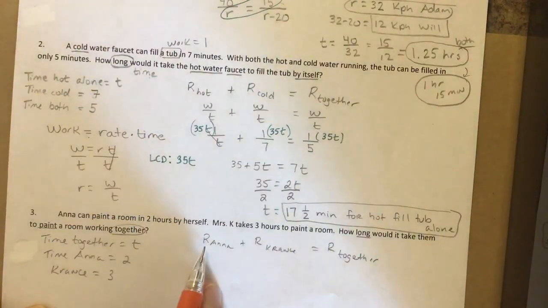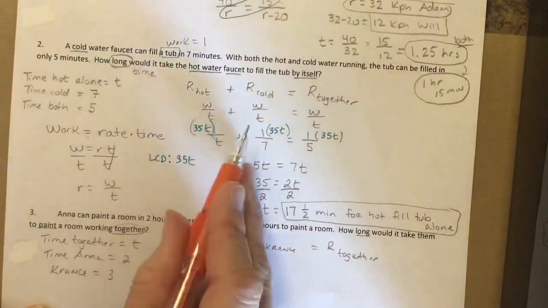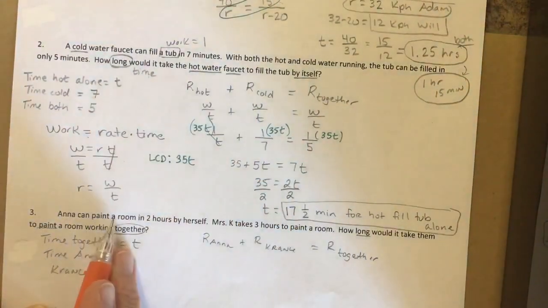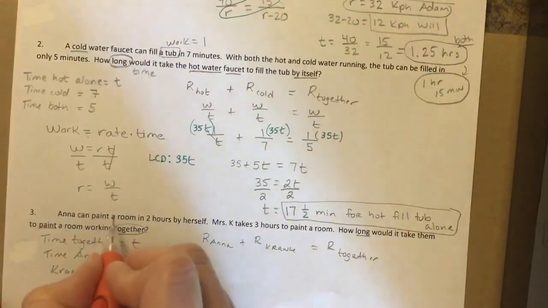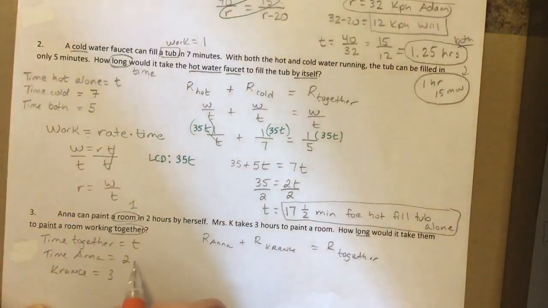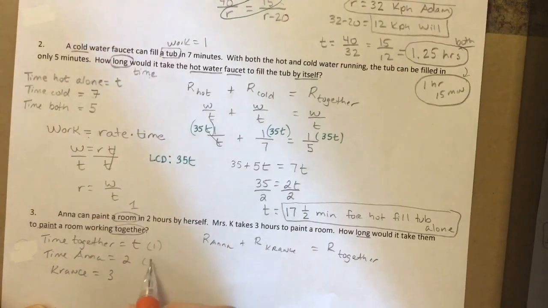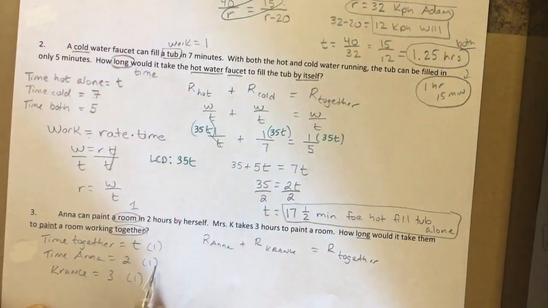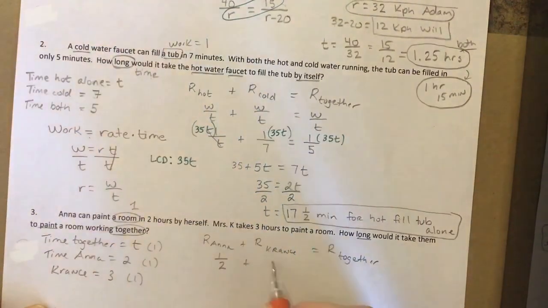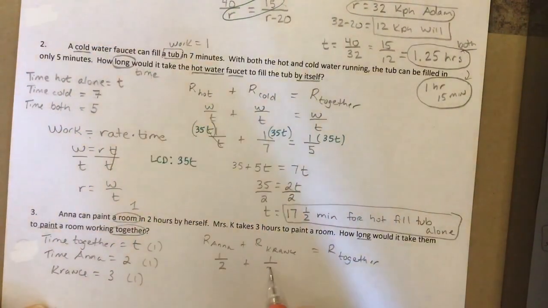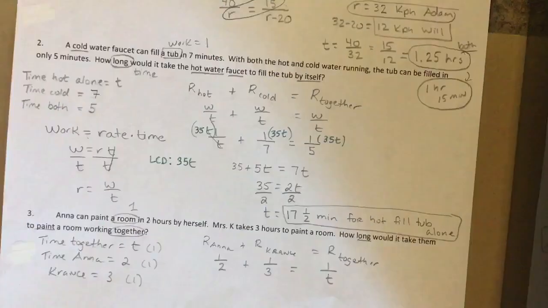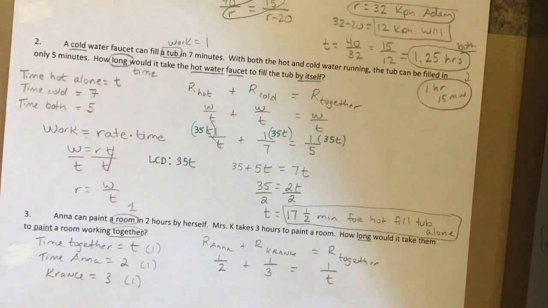But I don't know the rate, so we're going to work over time again: work over time plus work over time equals work over time. In this case, if there's no numbers, just like on the last one, a room is one room. So these are all just one room. Anna's one room over 2 hours plus I in one room over 3 hours equals one room over T.